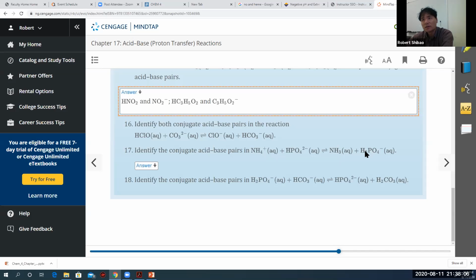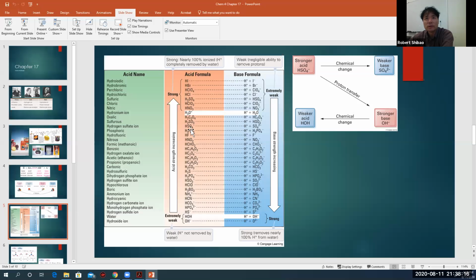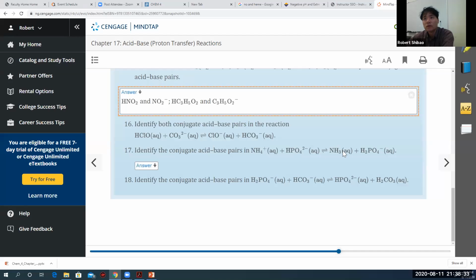Now, which is the acid? Well, it turned out H2PO4 minus versus ammonium. That was it. Let's see, H2PO4 minus versus ammonium. Here's H2PO4 minus, here's ammonium. So it looks like ammonium is weaker. If ammonium is weaker, then what we'll say is that there is no driving force. But it depends on how much weaker it is.